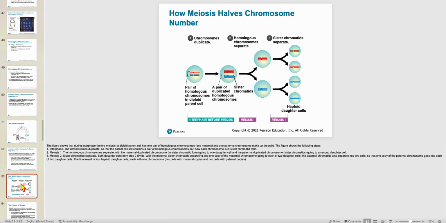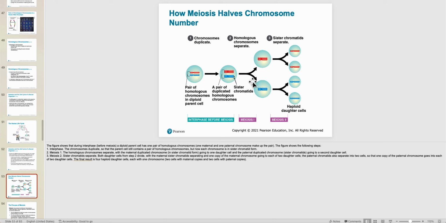Okay, next set. Now we have this slide: how meiosis cuts it in half. So here we have a different story. And yes, meiosis is like mitosis, but it has two parts. As you can see, there's a meiosis 1, and then there's a meiosis 2.